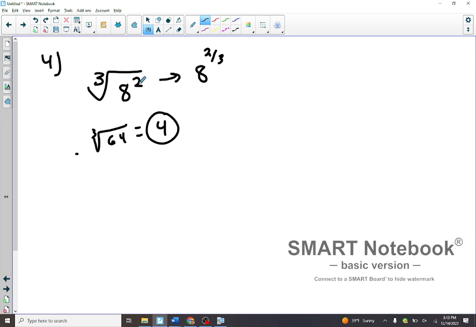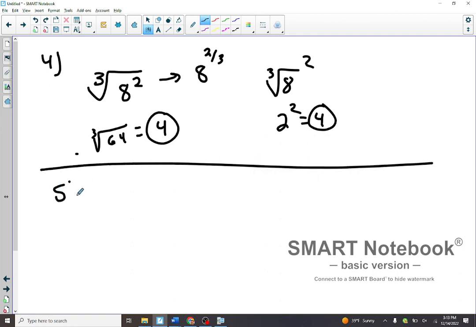You could have done it like this too. Cube root of 8 to the second power, where you cube root first: 2 to the second power gives you 4. The cube root of 8 is 2. Okay.